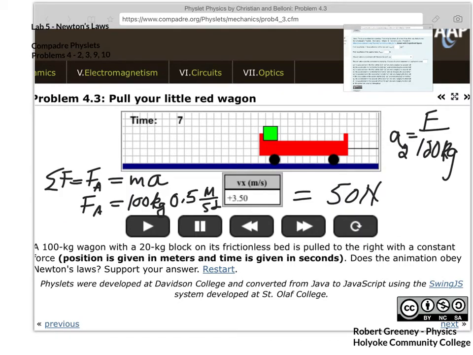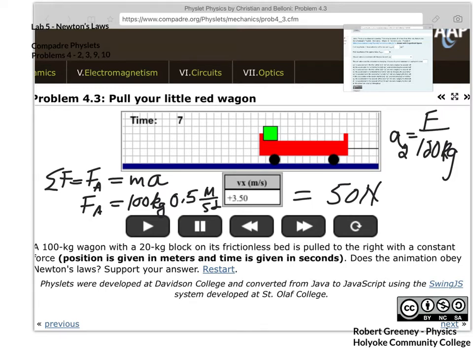So did you get this? The net force is just the single applied force equals the mass times acceleration, and the mass in the first part is just 100 kilograms times the 0.5 meters per second squared. We end up getting that the applied force is 50 newtons. Now remember, this is constant, so the 50 newtons goes here. We have a new mass, 120 kilograms. The acceleration in the second part should drop to that amount.